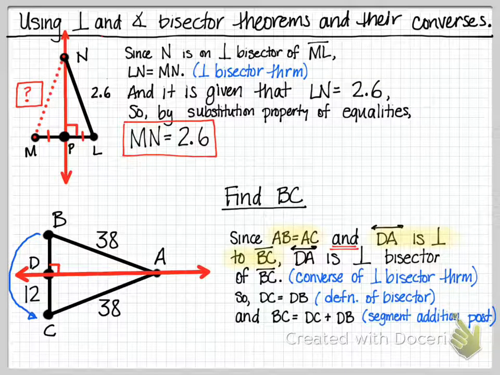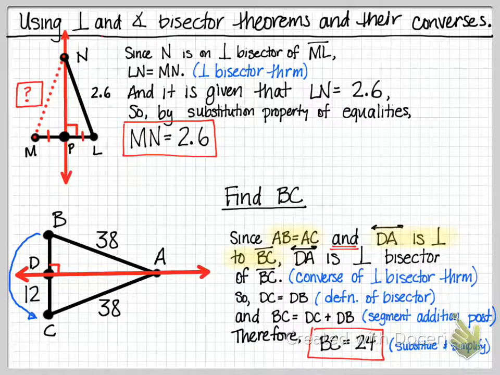With the segment addition postulate saying that the segment BC is made up of the two pieces DC and DB, we can substitute in that both of those segments would be 12 units long, and therefore the length of BC is 24.